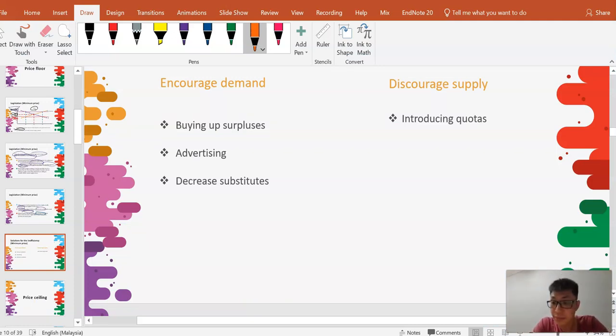Now, let's talk about encourage demand. The first thing will be buying up the surplus. You may be wondering, in the labor market, how do I buy up the labor? Does it even make sense?